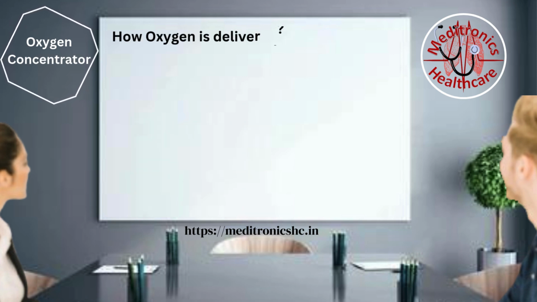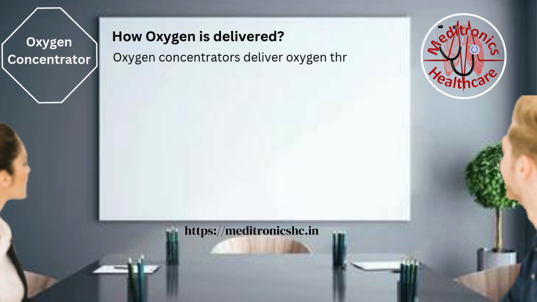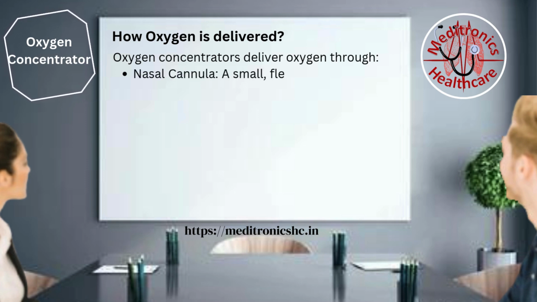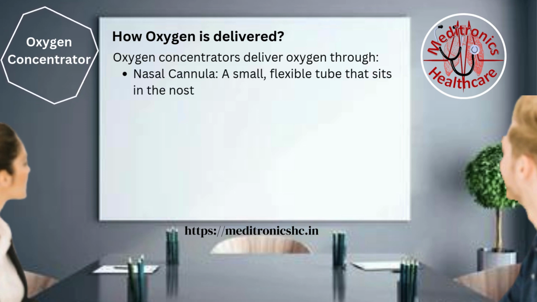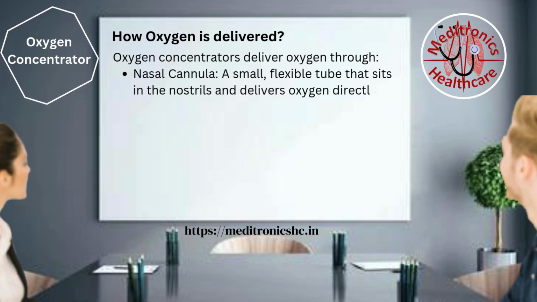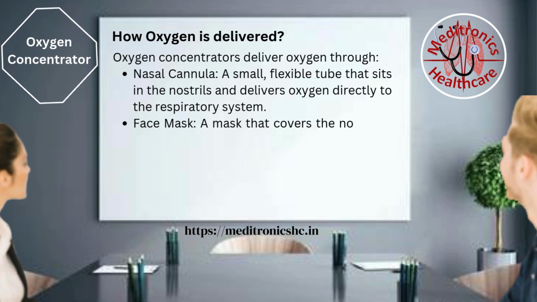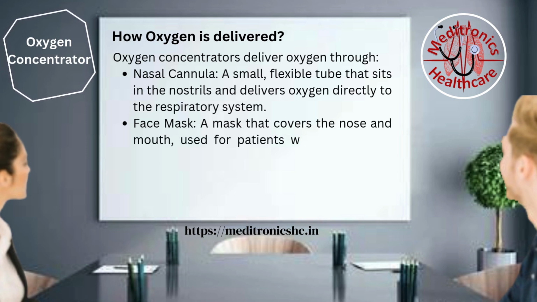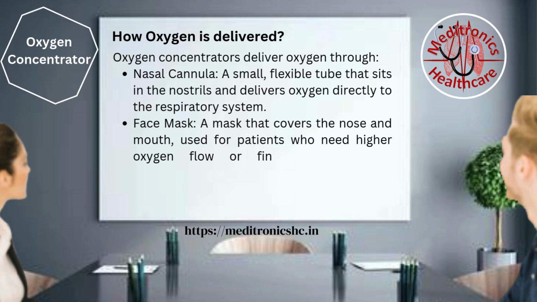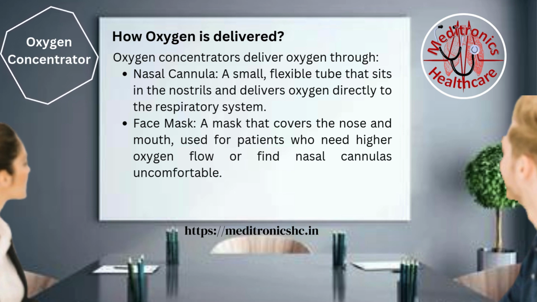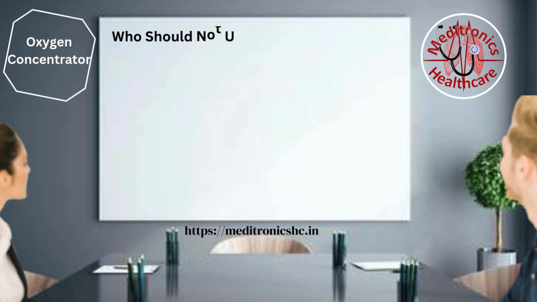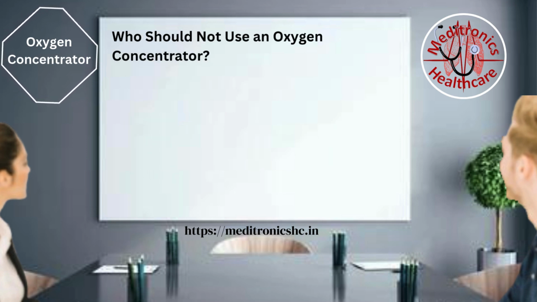How oxygen is delivered. Oxygen concentrators deliver oxygen through a nasal cannula, a small, flexible tube that sits in the nostrils and delivers oxygen directly to the respiratory system. Face mask: a mask that covers the nose and mouth, used for patients who need higher oxygen flow or find nasal cannulas uncomfortable.